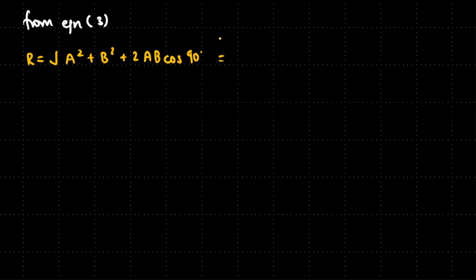So from equation 3 we have R must be equal to square root of A square plus B square plus 2AB cos theta. Theta in this case is 90 degrees, which means cos 90 degrees is 0, which means it will be square root A square plus B square plus 0. So R will actually be square root of A square plus B square.